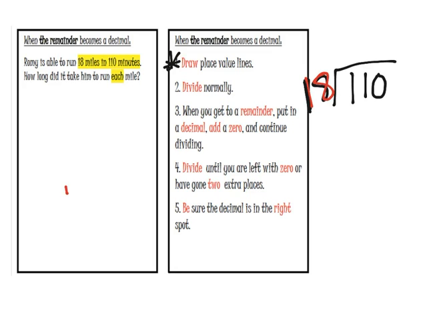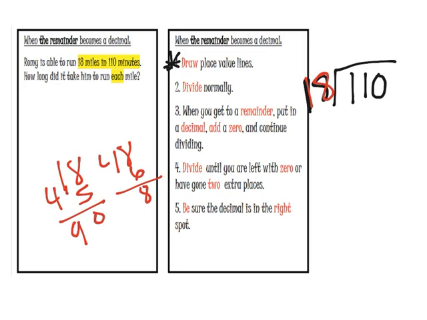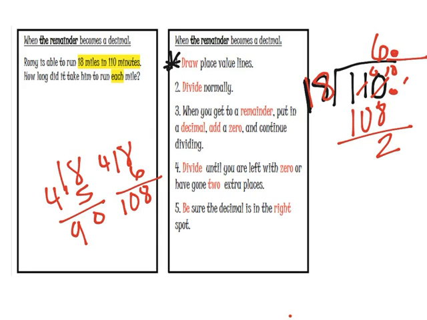Alright, so we need to know how many times 18 goes into 110. So let's try 5. Let's try 6. Alright, so 6 times, which is 108. We subtract, and we're left with 2. So we're going to add a decimal, bring it up to our quotient, and add a 0. So you can't add a 0 without adding a decimal first.